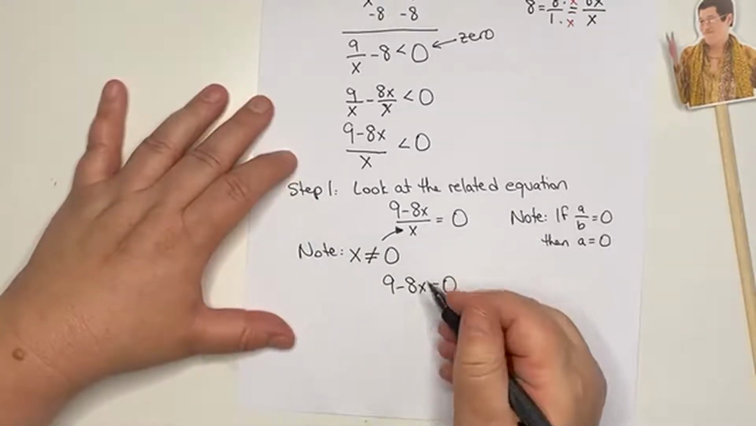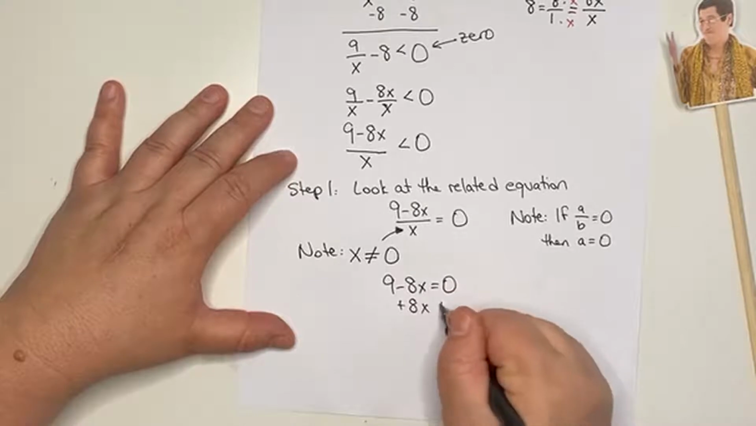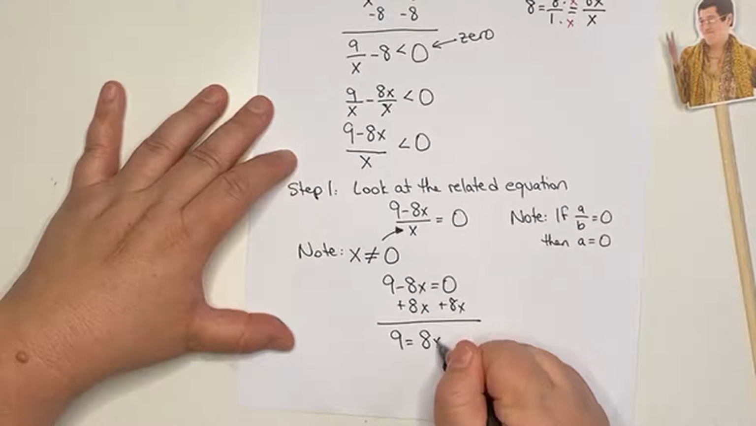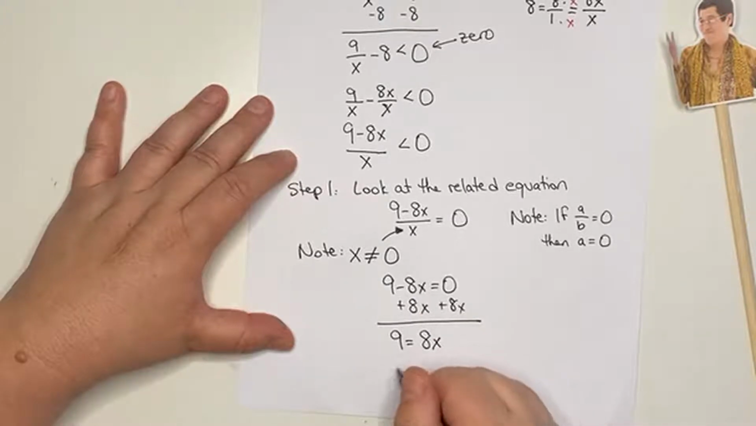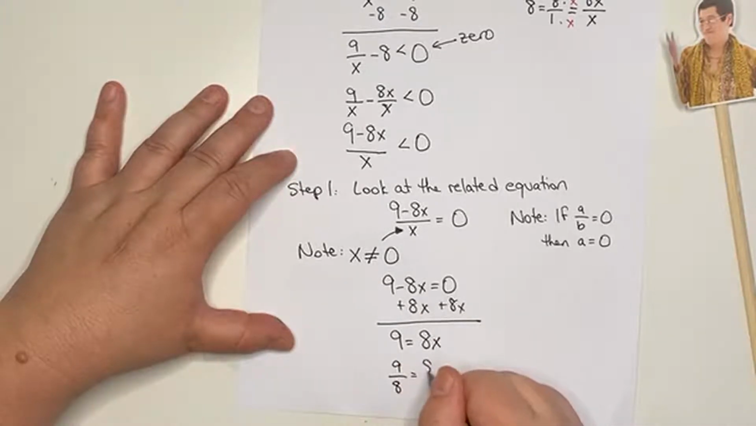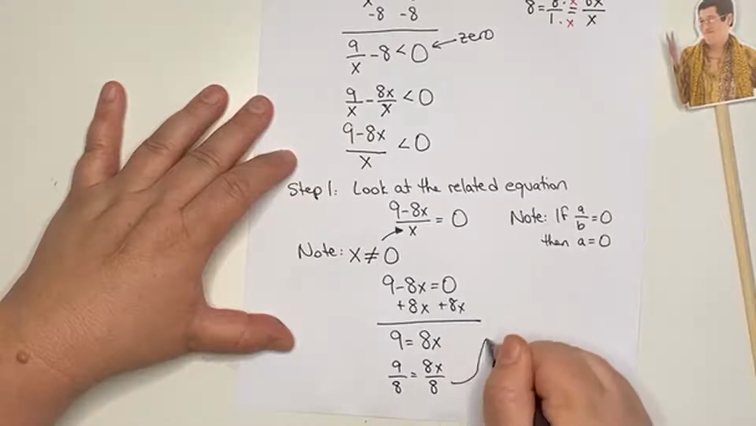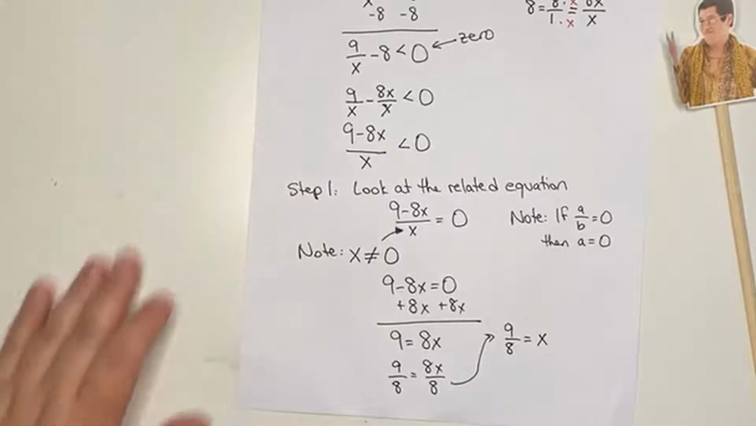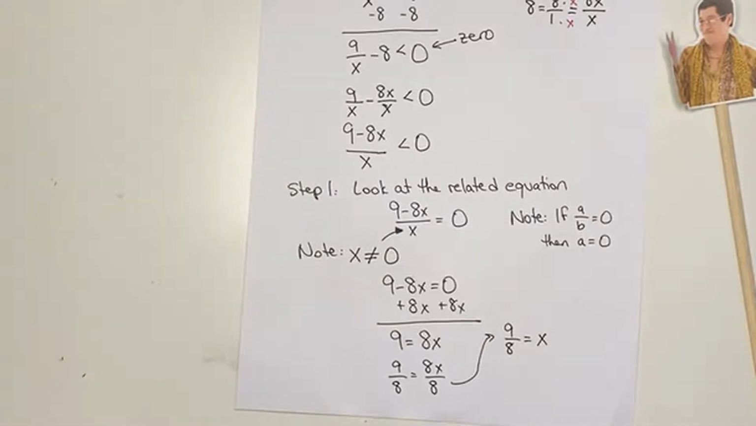Okay. So then I add 8x to both sides. 9 equals 8x. Divide both sides by 8. 9/8 equals x. So far, so good?